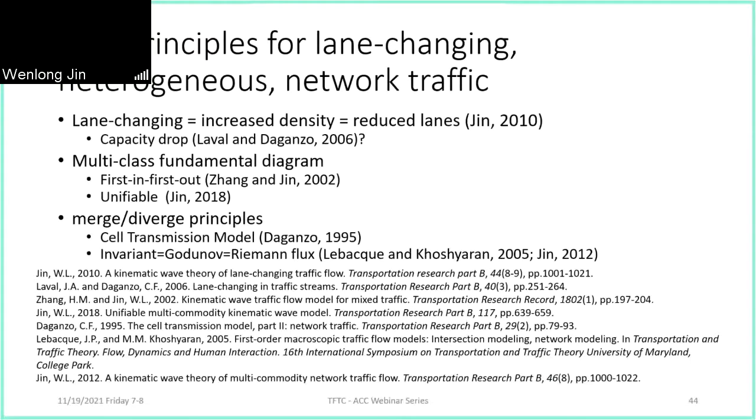And then how about lane changing? How about heterogeneous traffic and network traffic? And actually, it turns out there have been studies in the literature. And of course, I'm really biased here. For example, on lane changing, it was shown by us that lane changing leads to increased density and reduced flow. So that will create some bottlenecks.